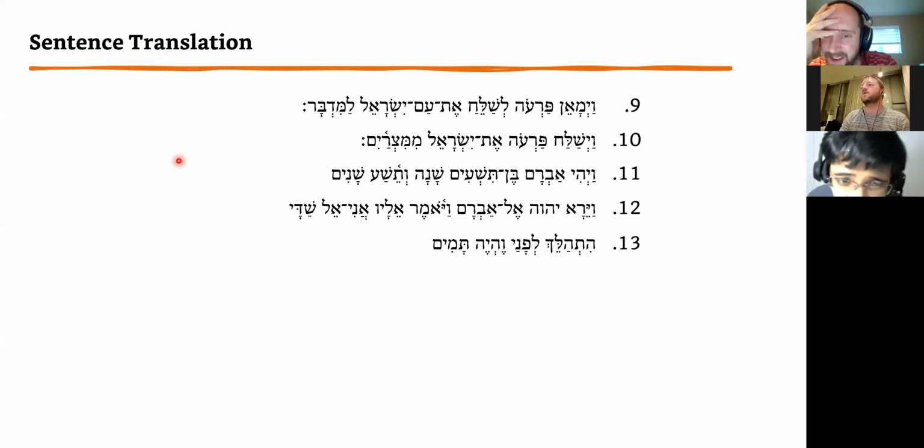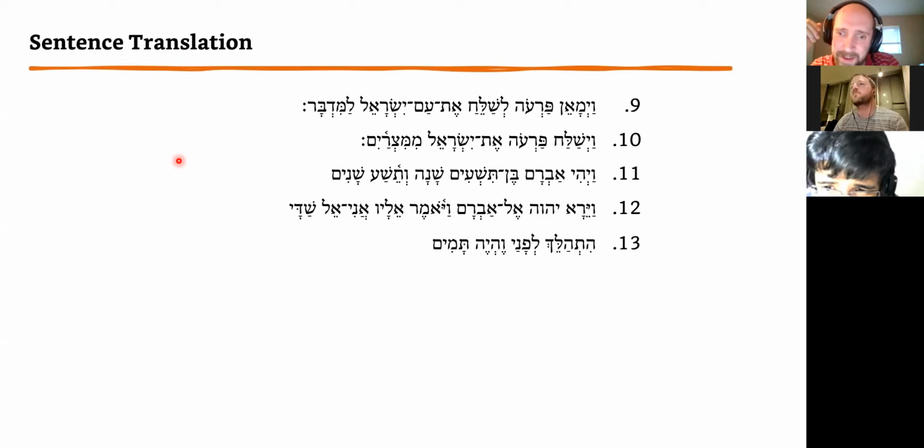A son of 99 years old. 90 years and 9 years. So 99 years old. Vayera Adonai el Avram, vayomer elav, Ani El Shaddai. He feared? Well, no. This is kind of weird, isn't it?